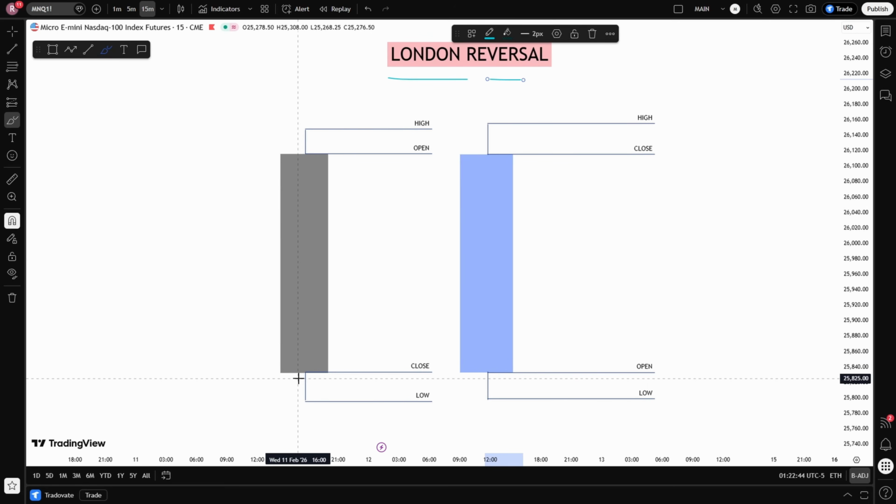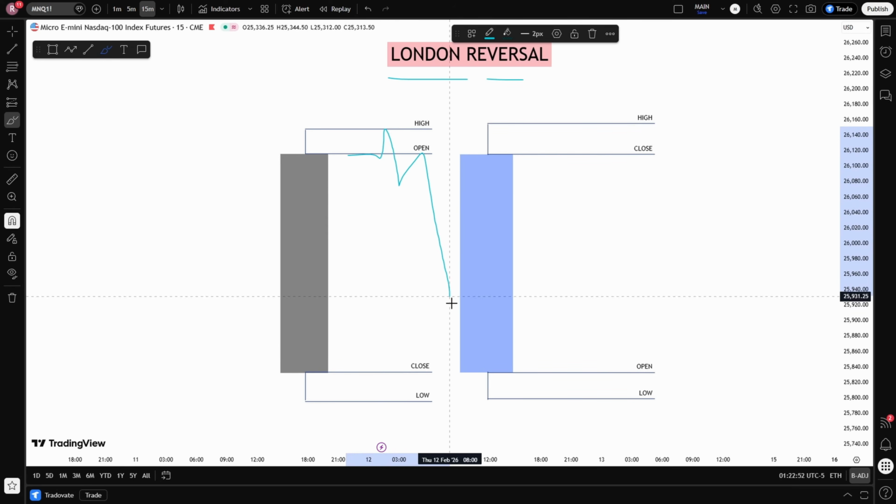In a typical bearish London reversal, the candle will open, move higher first to form a high, and then reverse direction. From there, it expands aggressively to the downside, takes out liquidity below, and closes lower. So the sequence is simple: open, push up, reverse, expand down, and close. For a bullish London reversal, it's the exact opposite.